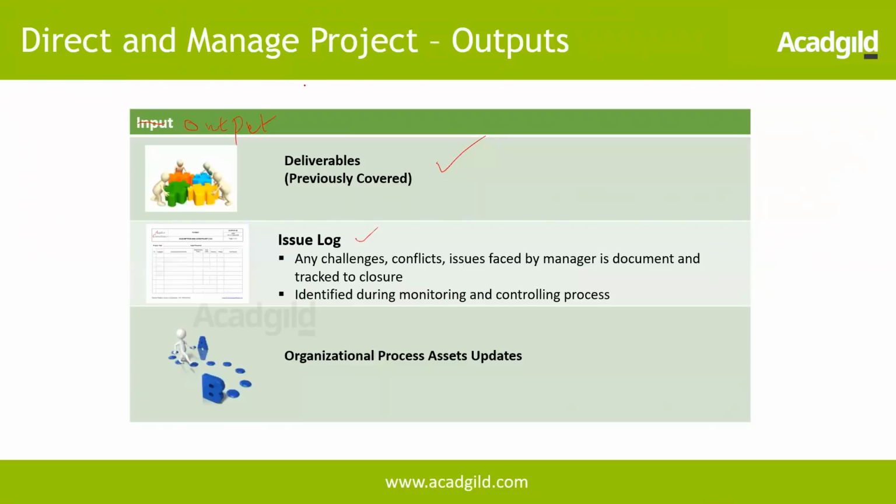The issue log is going to talk about any challenges, conflicts, and issues faced by the manager, which need to be documented and tracked to closure. This issue log will be identified during the monitoring and controlling process. And any other organizational process asset updates, because a lot of lessons learned are going to be there, which will be documented as and when we encounter them. Sometimes we tend to document them during the close of the project. What happens is a lot of times we miss certain things by the end.